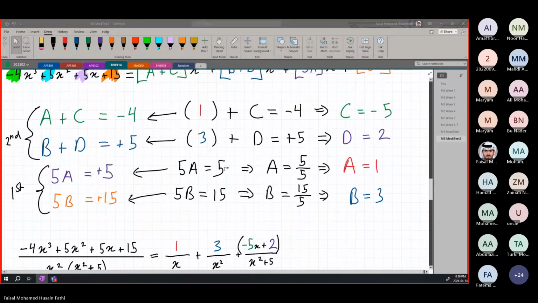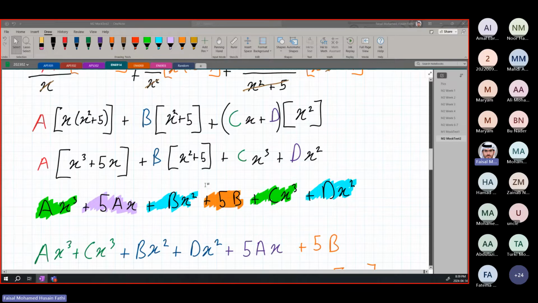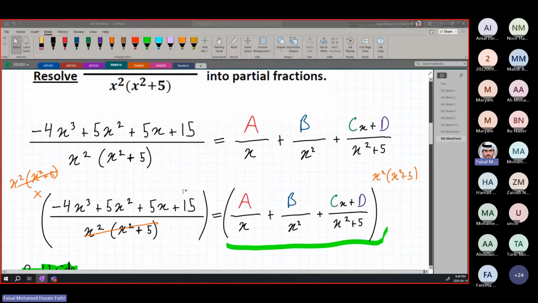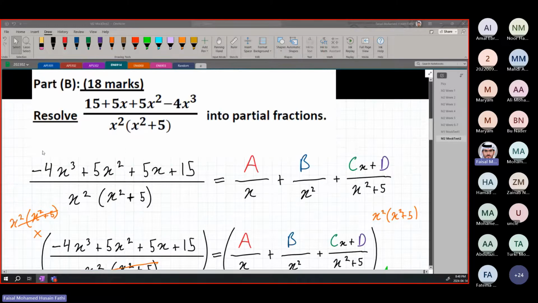So this is basically it for partial fractions. Does anyone have questions about partial in general? I will do a quick recap for this method again. First step is I like to usually arrange from highest to lowest order. And the question gave me 15 plus 5x plus 5x squared minus 4x cubed. I like to arrange it from highest to lowest order. It makes things simple for me.